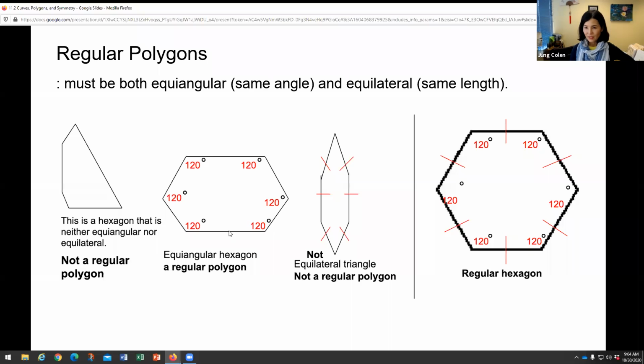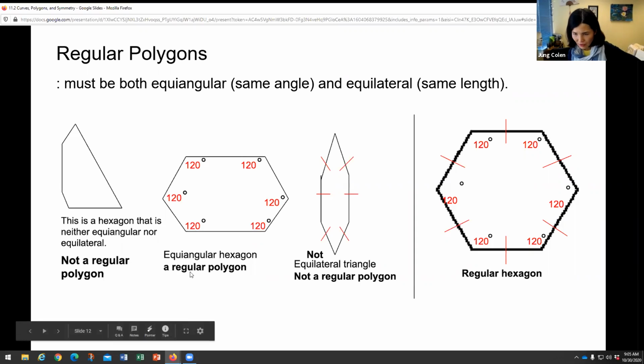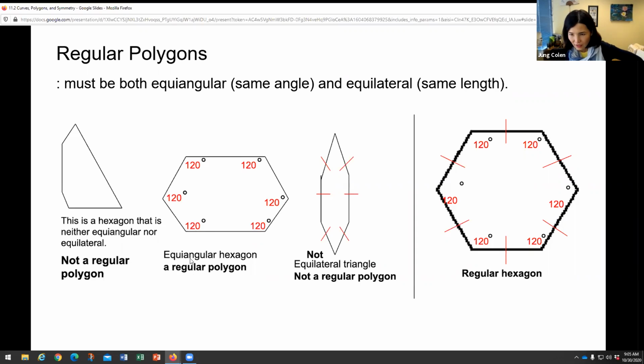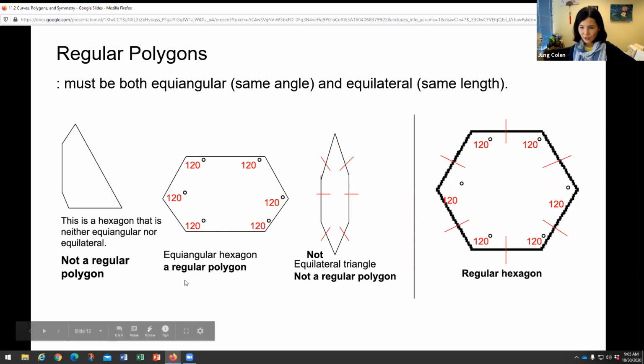How about this one? This picture is wrong because of this length. Oh, actually, I'm sorry. I think this is not right. Let's see. Is this a regular polygon or not? This is not actually a regular polygon.